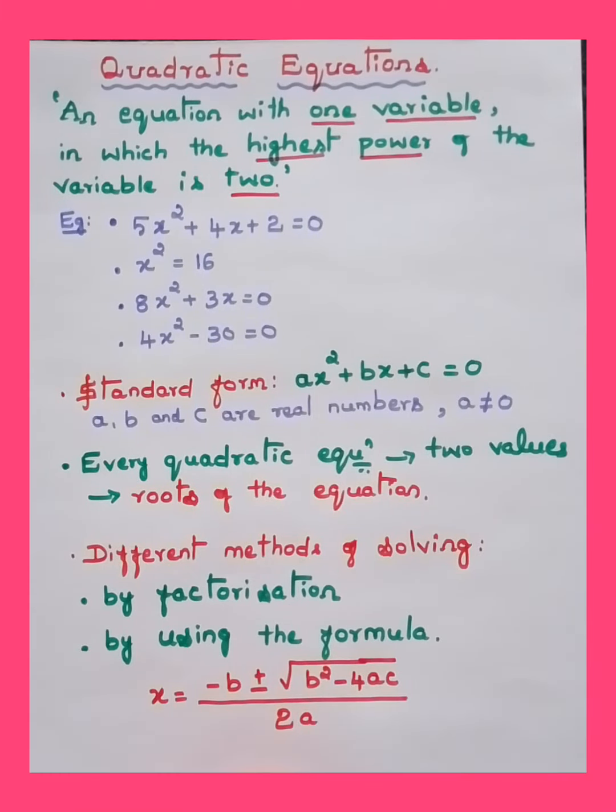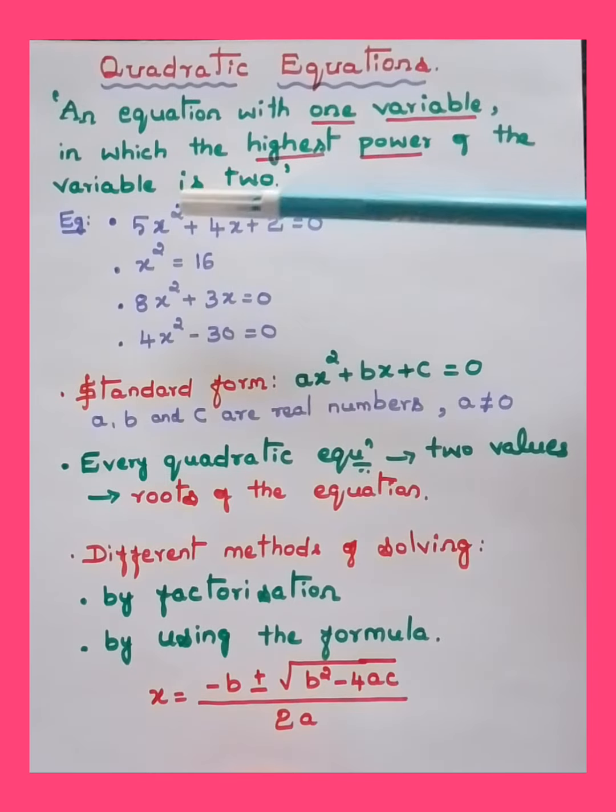In this video, we shall learn about quadratic equations, how to solve a quadratic equation, and important points related to the GPSTR exam 2022 from quadratic equations. An equation with one variable in which the highest power of the variable is 2 is called a quadratic equation. For example, here you can notice 5x square plus 4x plus 2 is equal to 0.